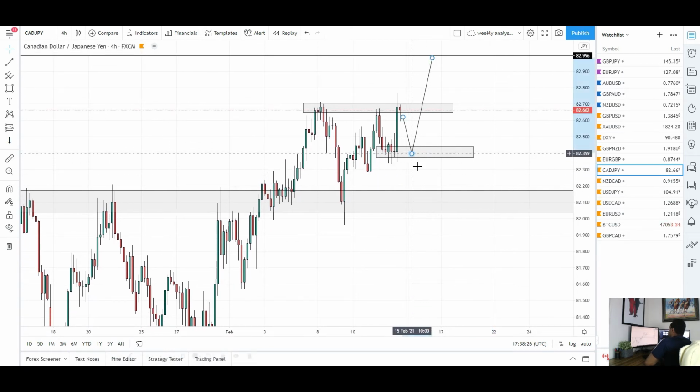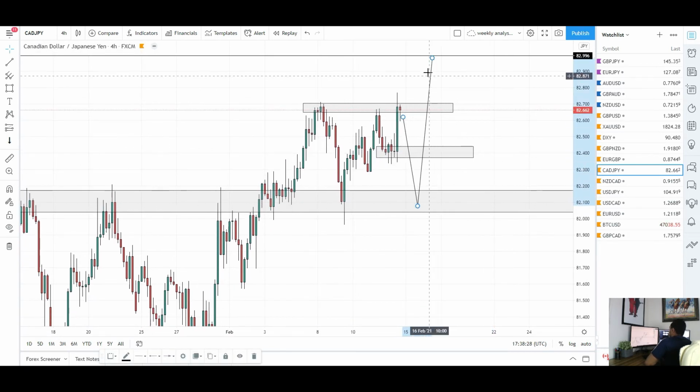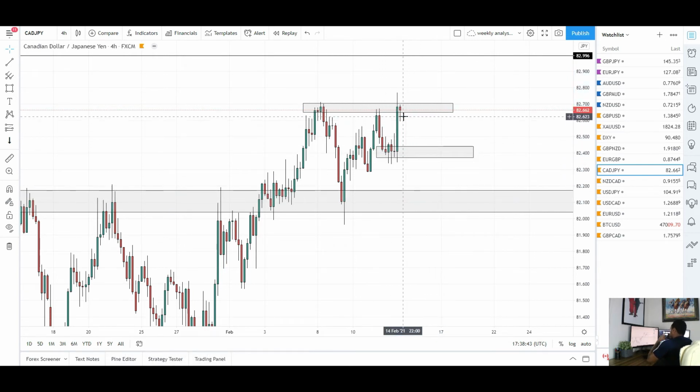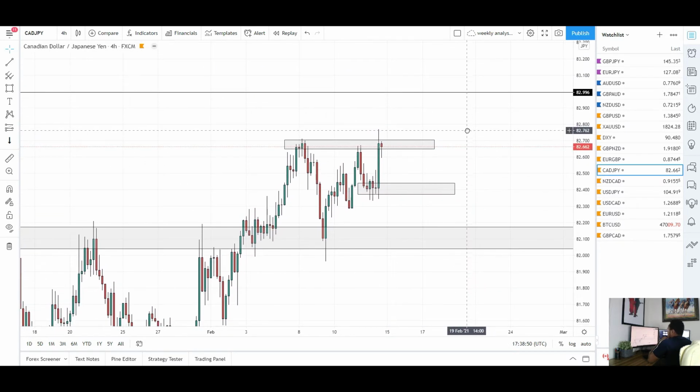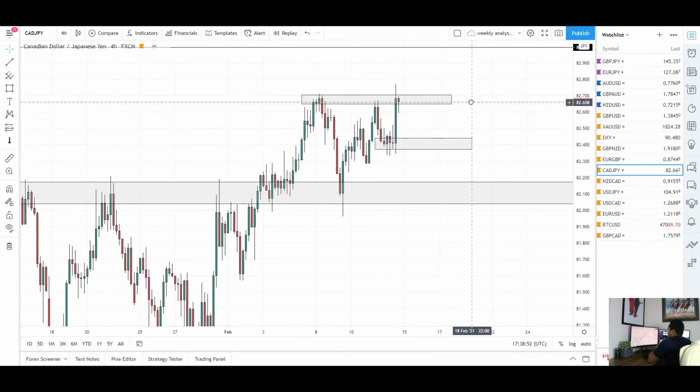We could maybe come and test this support again, form a double bottom, and then see price continue. But again, as long as we stay above this level from a daily point of view, this key resistance turned support, I think CAD JPY is probably going to continue to the upside here. So probably expecting to see some retrace to start the week off, since we had a close into that resistance. Maybe see some retrace back into this area, and then expect to see CAD JPY create some new highs and go and tap into 83.